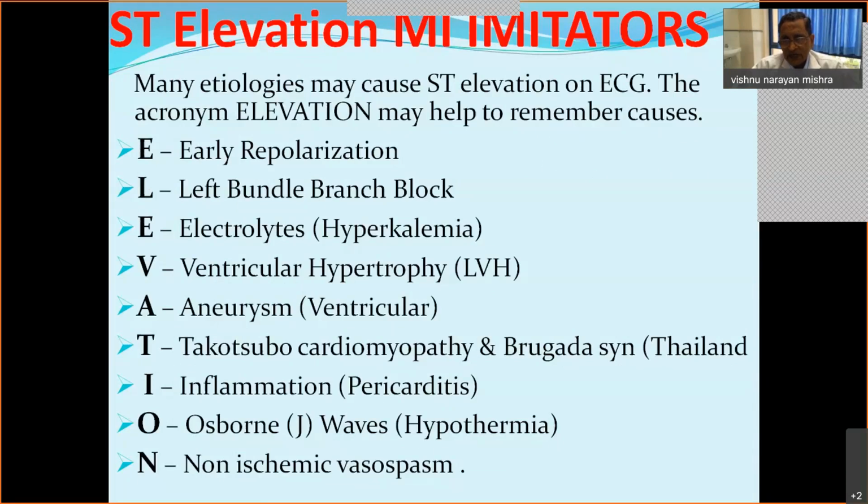L stands for left bundle branch block, which is a very important imitator of ST elevation MI. E stands for electrolytes, especially hyperkalemia. V stands for ventricular hypertrophy, that is LVH, which is the commonest cause of imitator. A stands for aneurysm, which is nothing but ventricular aneurysm. T stands for Takotsubo cardiomyopathy, which is a relatively newer entity, and even the Brugada syndrome, which is also known as Thailand syndrome. I stands for inflammation, that is pericarditis. O stands for a rare condition known as Osborn wave, which is because of hypothermia.